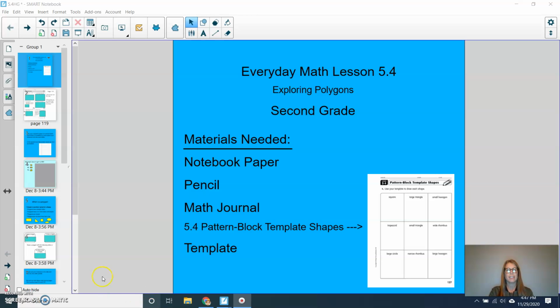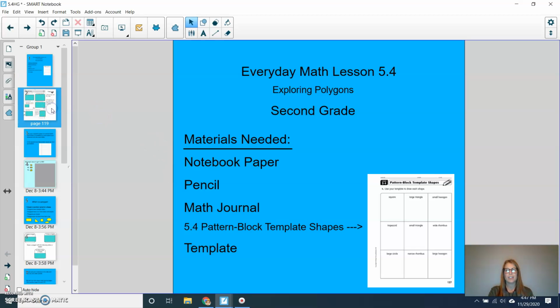The materials that you'll need today: notebook paper, pencil, your math journal, and the 5.4 pattern block template shapes paper that looks like this. If you don't have this paper today, that's okay. You could draw these shapes in your notebook or on a whiteboard, and then also you're going to need to have your template. Let's get started.